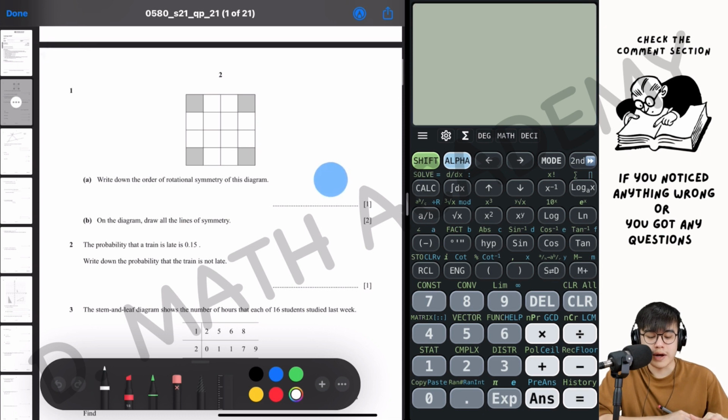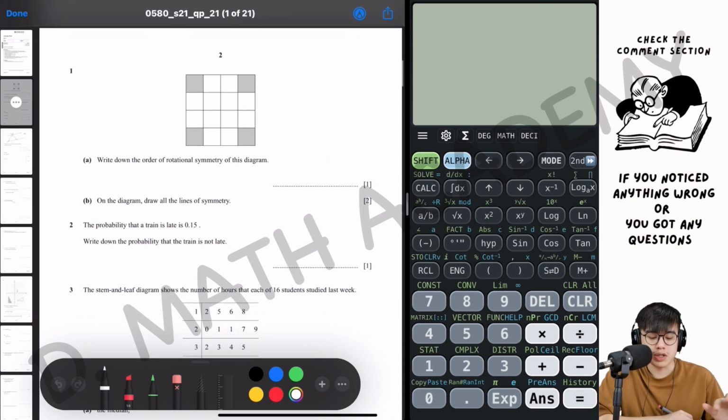They ask us to write down the order of rotational symmetry of this diagram. The first thing that I noticed is that there are 4 black dots at the corners. That's why it will be 4 as my final result.